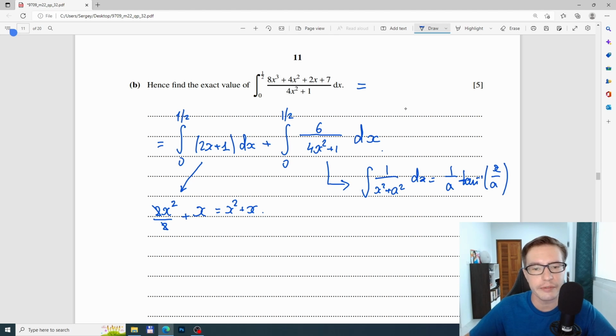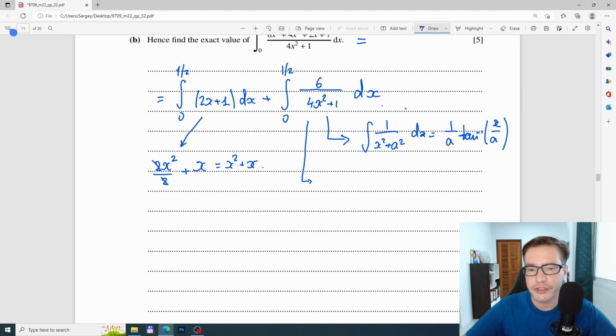So now our goal is to rewrite this integral, the second one, to make it look as close as possible to 1 over x squared plus a squared. All right, to do so, first I will bring 6 outside of the integration to get 1 over 4x squared plus 1 dx. Now, if we're looking at the standard integral, there should be just x squared and not 4x squared. So that means I will take 4 from the denominator outside, and I will get 1 over x squared plus 1 over 4 dx.